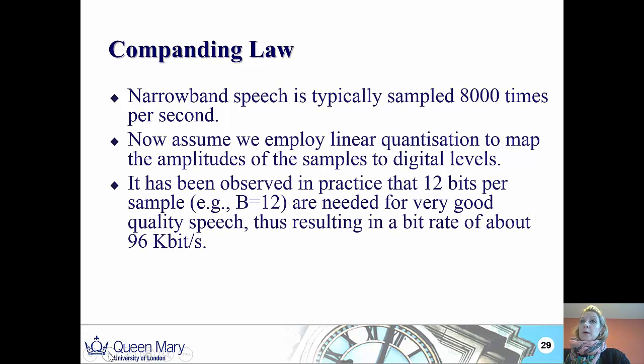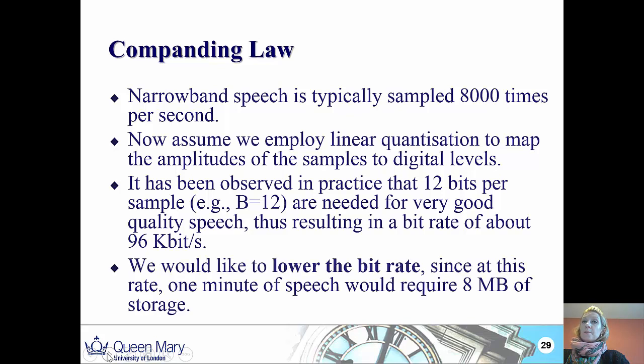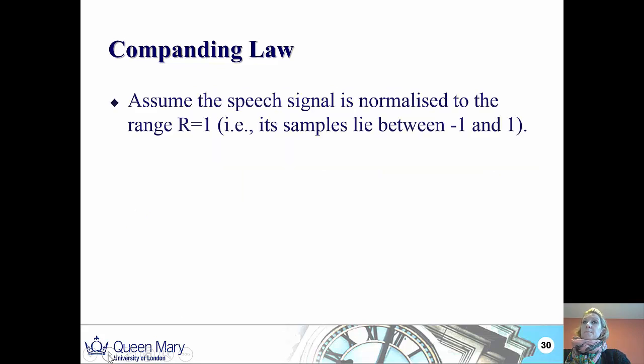So it's been observed that 12 bits per sample are needed for a very good quality speech, but we would like to lower the bit rate because if we're sampling and reconstructing at this rate, this will require up to 8 megabytes of storage. So how can we more efficiently record our signal so that it lowers the bit rate? Okay, and we can use the compounding law in order to achieve this.